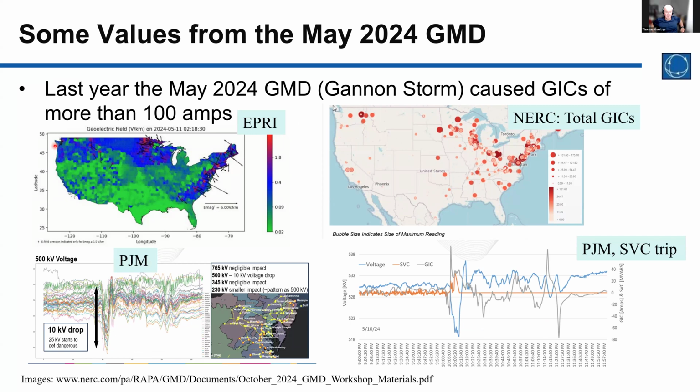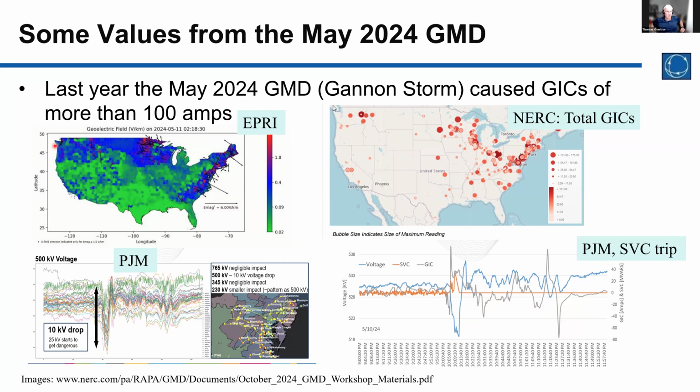With the electric grid, we had a storm in May of 2014. Some people call it the Gannon storm, and it caused GICs on the grid, higher than 100 amps. There's a nice NERC document. NERC had a workshop in October of last year that focused on this event. If you want more details, I've given you the link there to the workshop material.